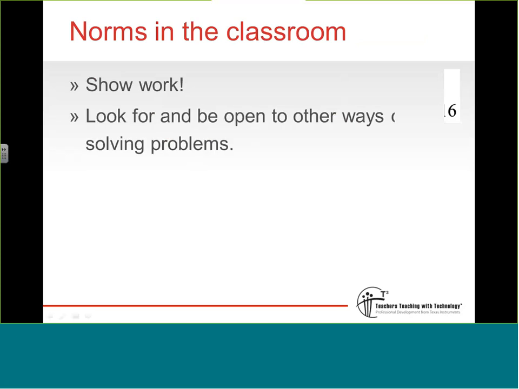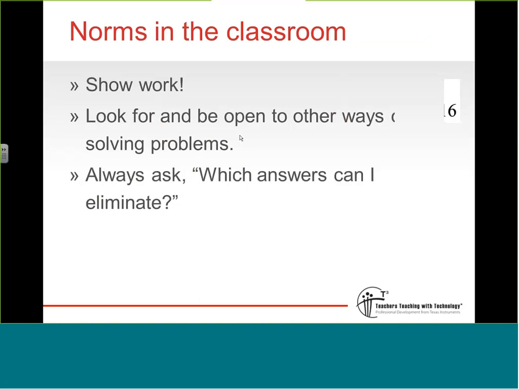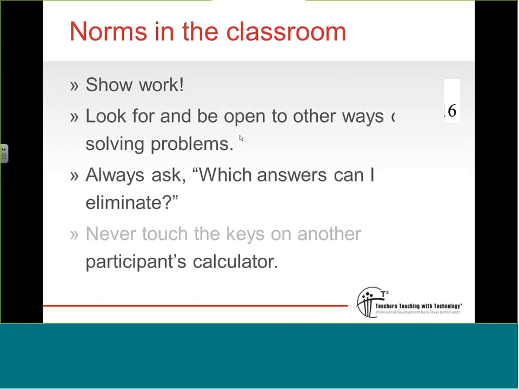But this is big, and this is something we want: students to be problem solvers, so be open to other ways of solving problems. Some of our strategies are based on other ways of solving problems rather than the traditional mathematical approach every time. I always want them to be analytical thinkers, so which answers can I eliminate? That's always a great topic of discussion in my class when we're doing test prep.